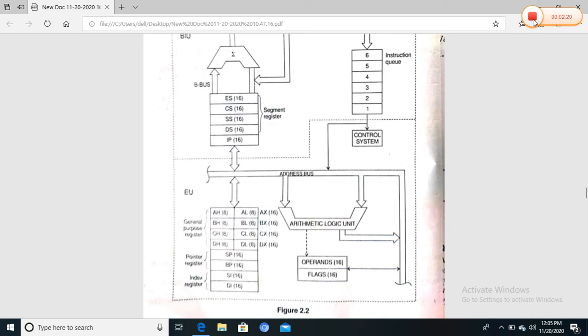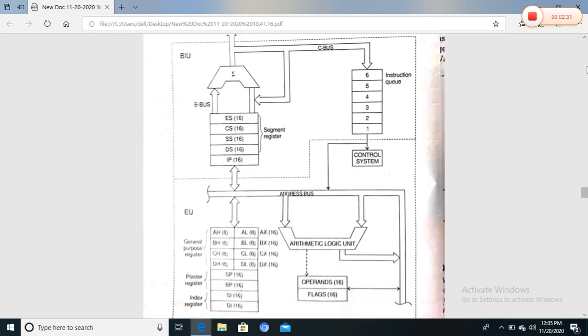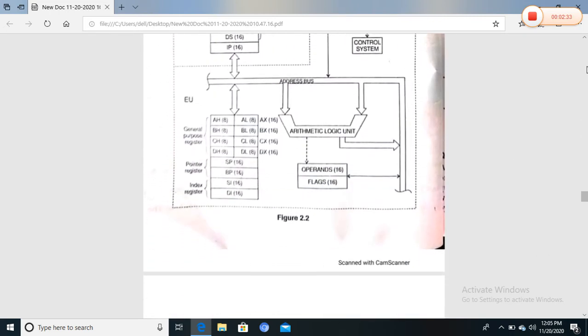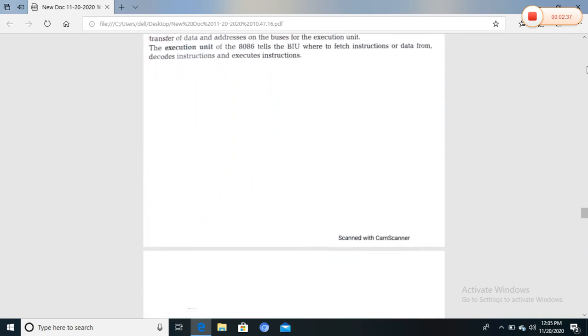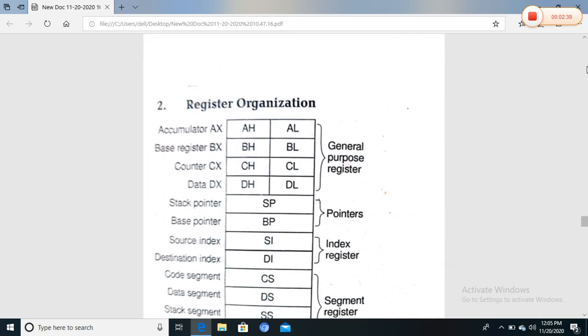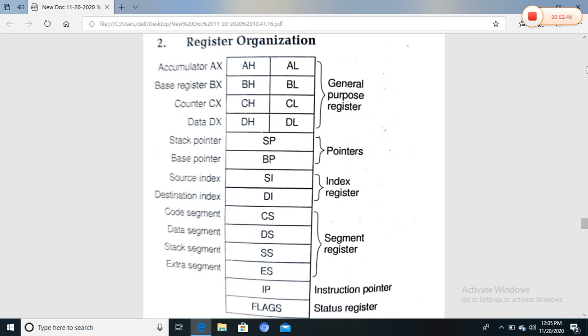Next is the register organization. This is one separate part of the execution unit. A separate question is asked on it: explain the register organization of 8086.